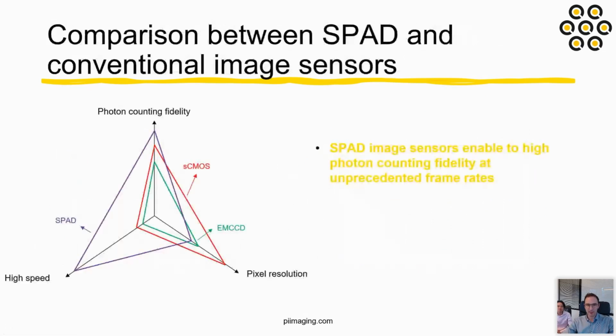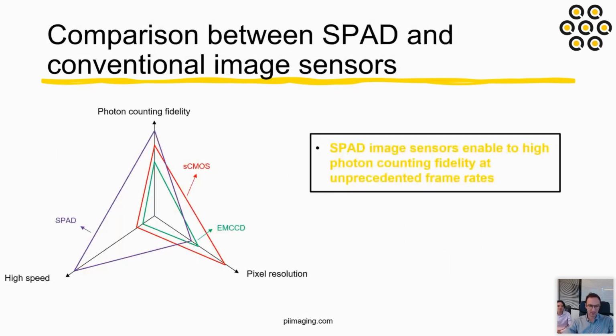Now, summarizing, what does a SPAD give us? It gives us the best photon counting fidelity at extremely high frame rates. This is really the key takeaway: low light, extremely high frame rates. Of course, we also fairly state that we still have work to do to increase the pixel resolution. Our current image sensor is 5 kilopixels, compared to maybe some other implementations in scientific CMOS, which have slightly higher pixel resolution.